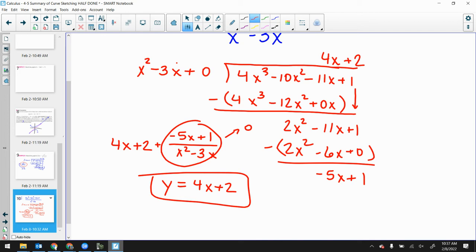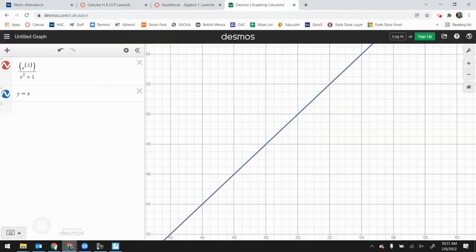Let's go to my graph to confirm it. Now, I did not graph this one ahead of time, so I have no idea what this is going to look like. That's okay.